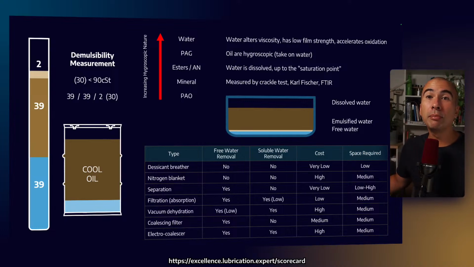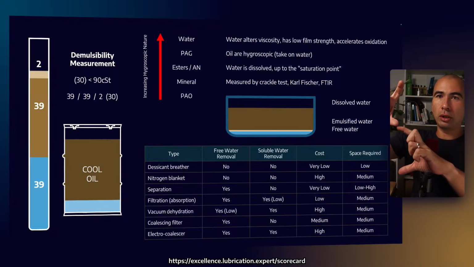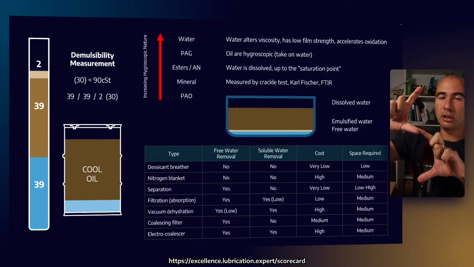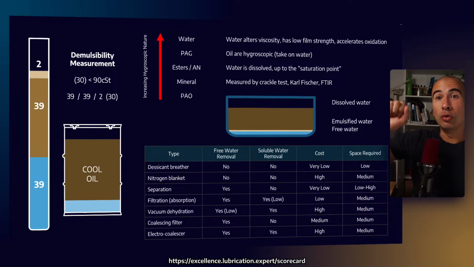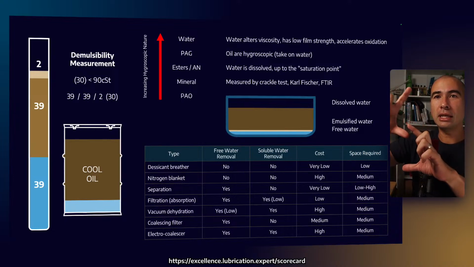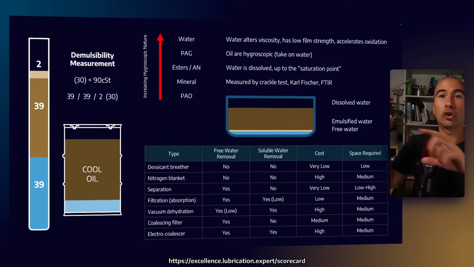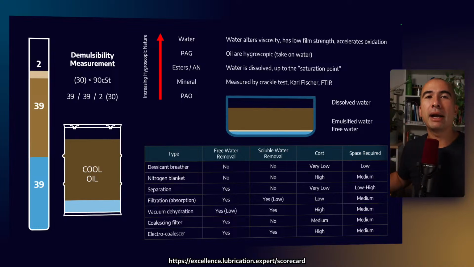Now, this demulsibility measurement, which is ASTM 1401, basically you put oil and water in equal amounts into a cylinder, you mix them up, and then you see how readily do they separate. Not only how quickly do they separate, but at the end of the test, is there any emulsion that remains, right? So that's the kind of test for it.